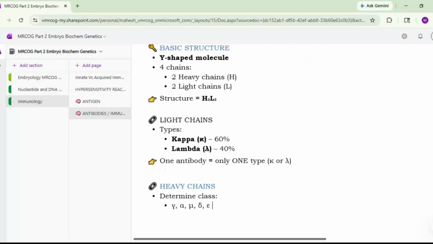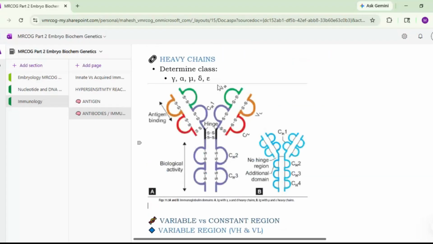Okay. Then heavy chains. Heavy chains will determine the class of the antibody. We have just seen there are 5 classes, and these 5 classes are decided by the presence of these different types of heavy chains, that is gamma, alpha, mu, delta, and epsilon. If you see this, there are disulfide bonds between these heavy chains. This is the light chain, this is the heavy chain, and this region is called the hinge region.